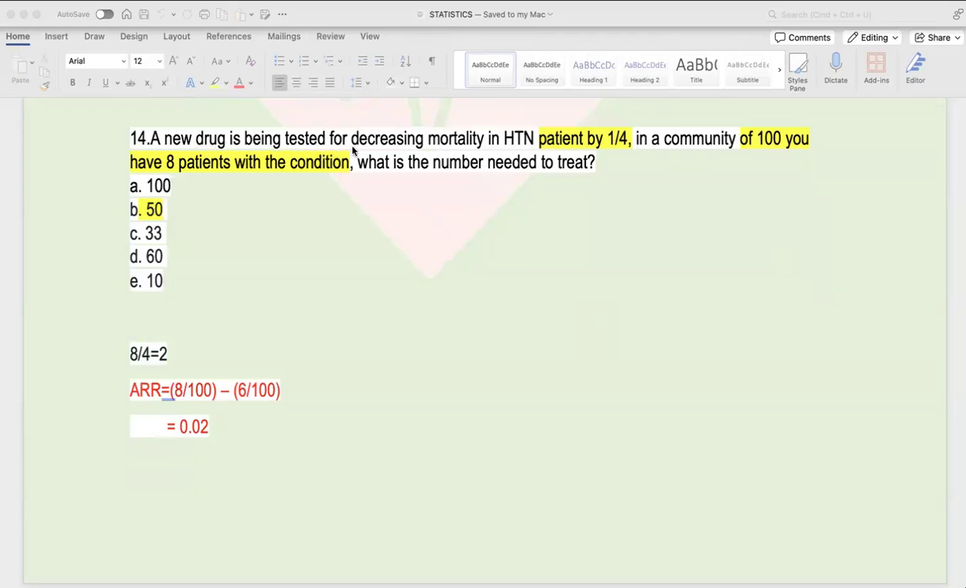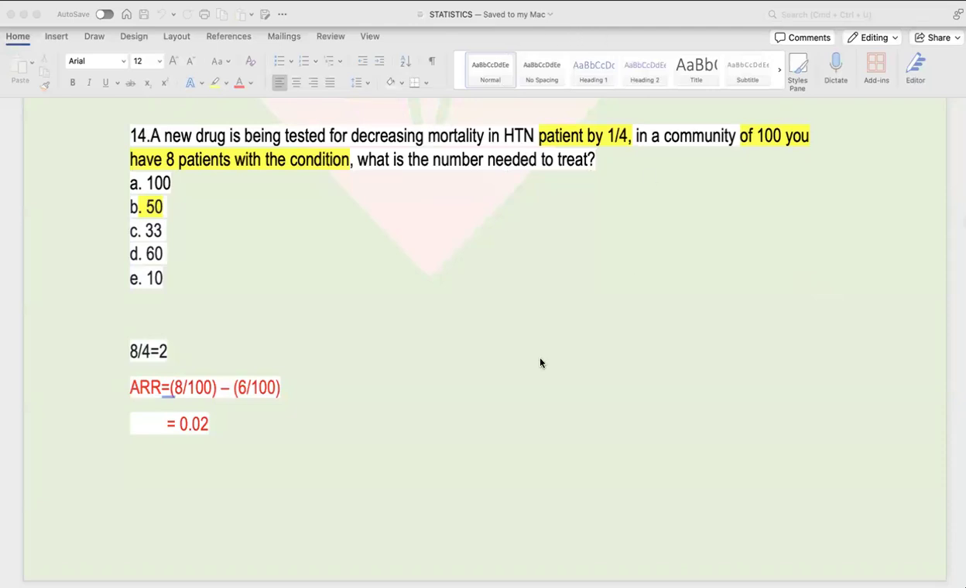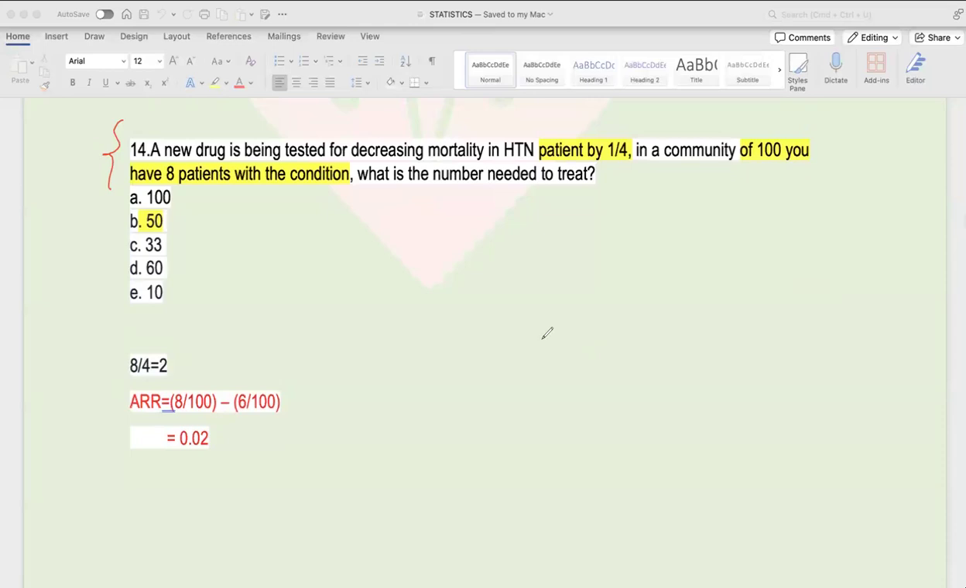A new drug is being tested for decreasing mortality in a hypertension patient by 1/4. In a community of 100, you have 8 patients with the condition. What is the number needed to treat? Now, the question becomes a bit tricky when it is not a full question.